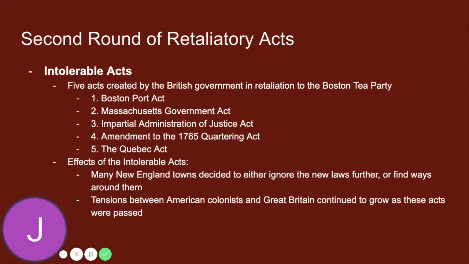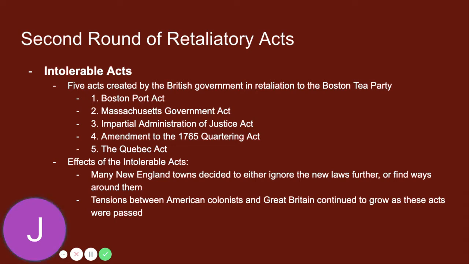So then there was a second round of retaliatory acts from Great Britain. The first of these were the Intolerable Acts, and these were 5 acts created by the British government in retaliation to the Boston Tea Party. So the British government was so angry at the colonists that they put these 5 acts in place to further punish them and get back at them.